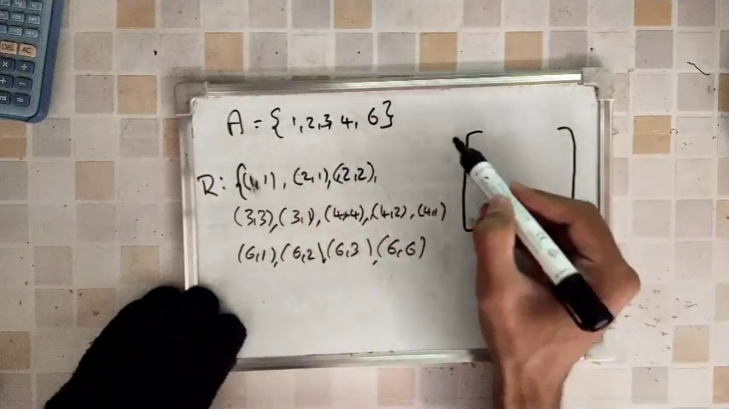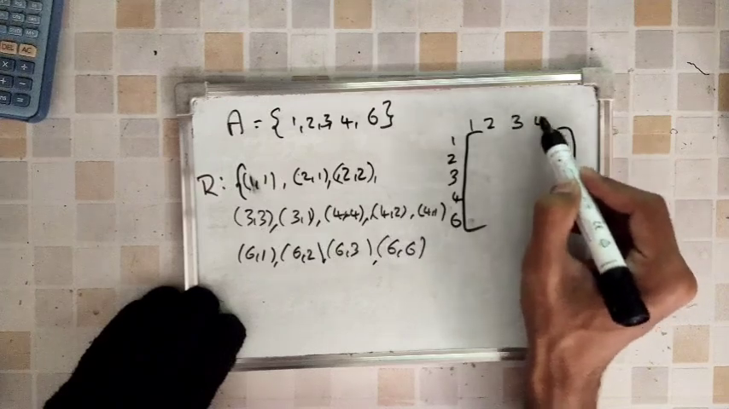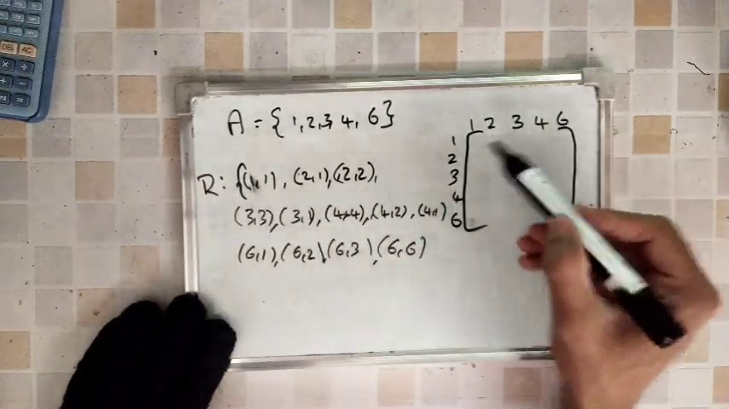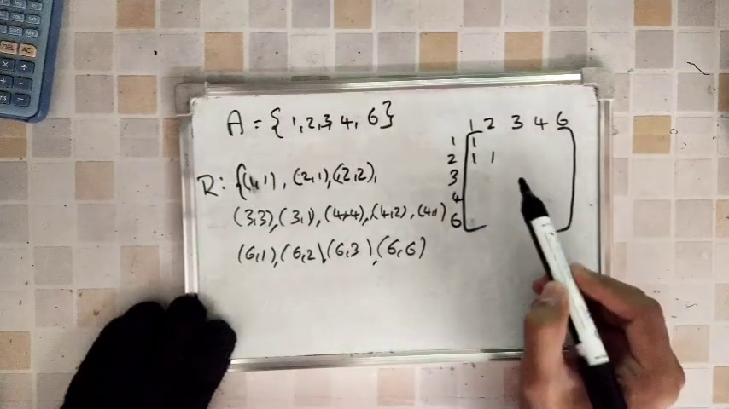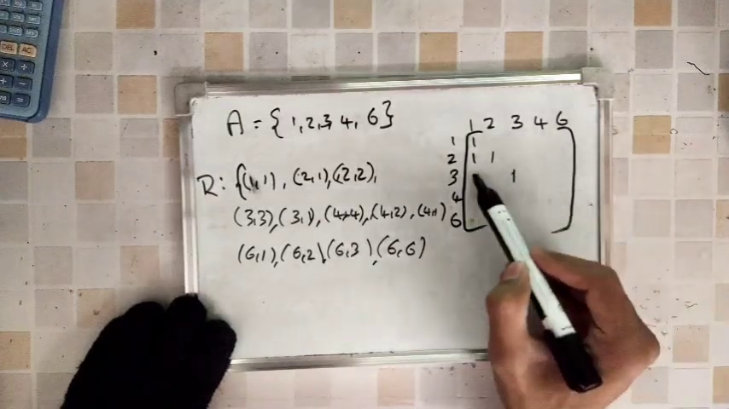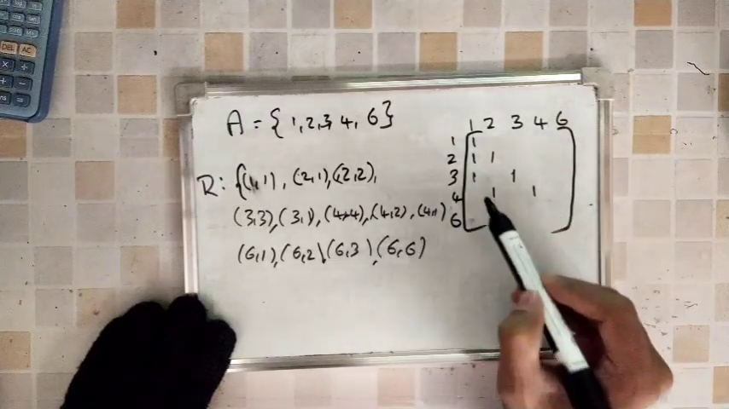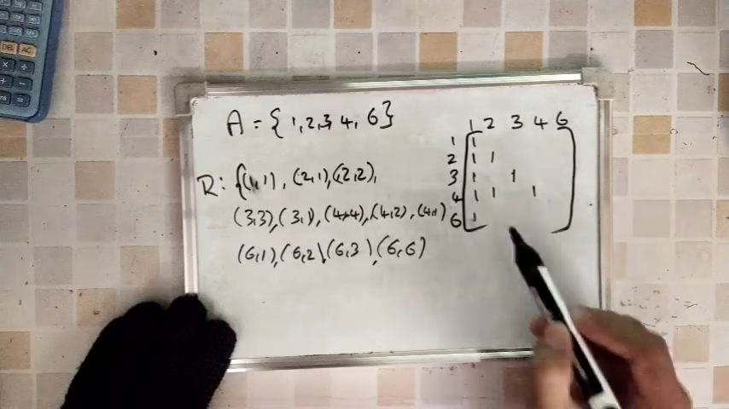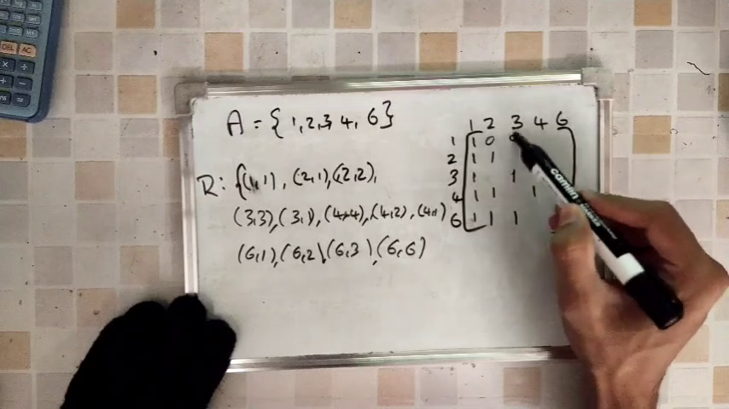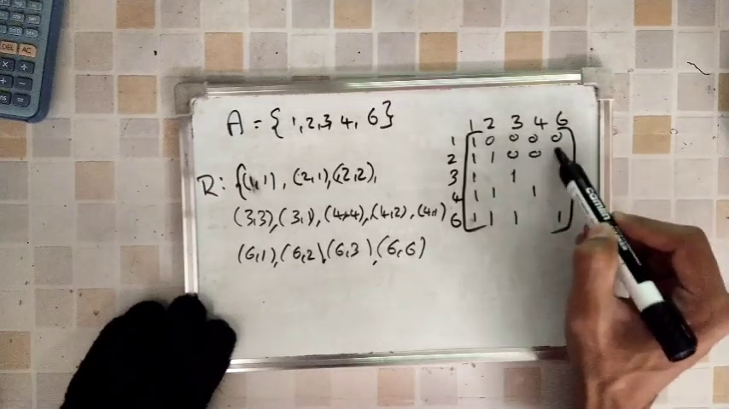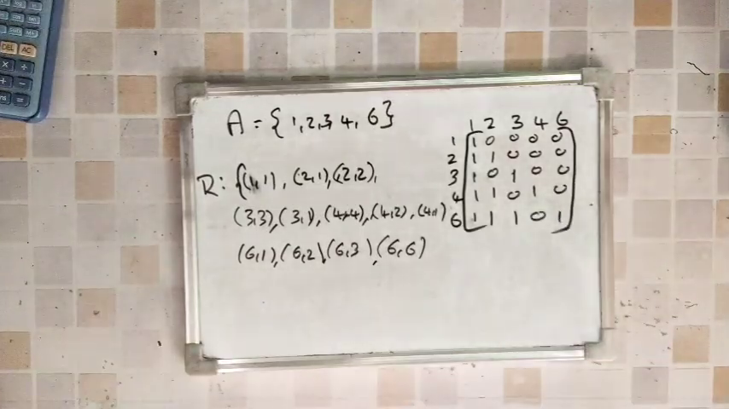The matrix is A cross A, so here 1, 2, 3, 4, 6 and 1, 2, 3, 4, 6. So 1 comma 1 I have 1, 2 comma 1 I have 1, 2 comma 2 I have 1, 3 comma 3 I have 1, 3 comma 1 I have 1, 4 comma 4 I have 1, 4 comma 2 I have 1, 4 comma 1 I have 1, 6 comma 1 is 1, 6 comma 2 is 1, 6 comma 3 is 1, then 6 comma 6 is 1. So the remaining places are 0. Now this is my matrix.